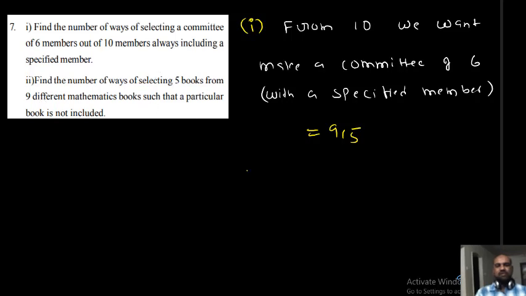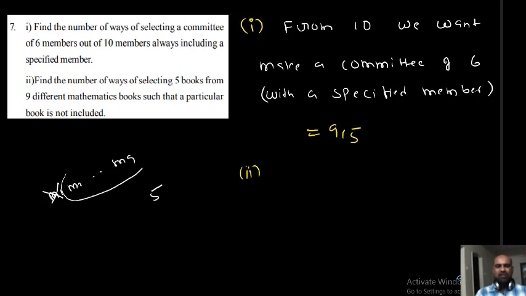Problem number 2. Find the number of ways of selecting 5 books from 9 different mathematical books such that a particular book is not included. Here I have M1, M2, so on, M9 books. All are mathematics books only. We want to select 5, but the condition is a particular book should not be included. So M1 should not be included.